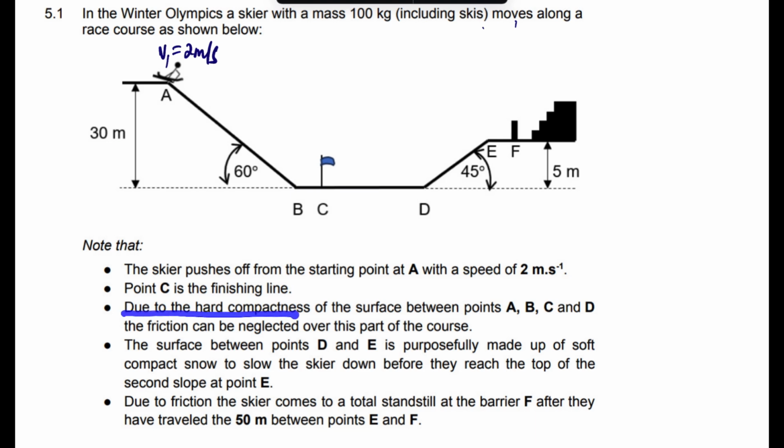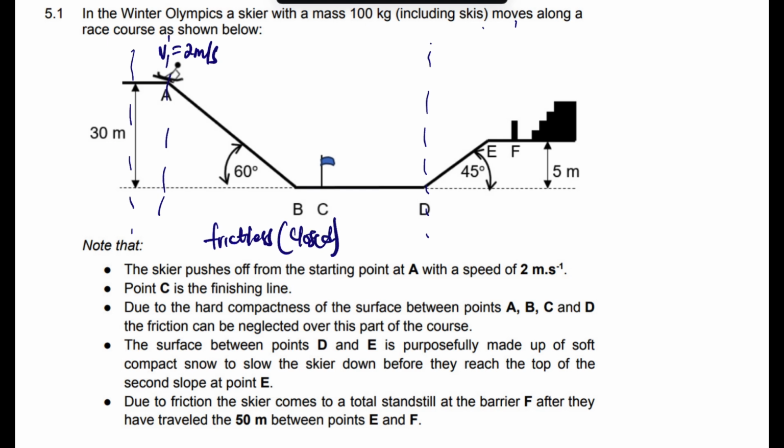Now, due to the hardness and compactness of the surface between points A, B, C, and D, the friction can be neglected over this part of the course. So from A to D, it's frictionless. This is frictionless, and since it's frictionless, it means it's going to be a closed system because there's no other non-conservative force here, so it's going to be a closed system from A to D, right?